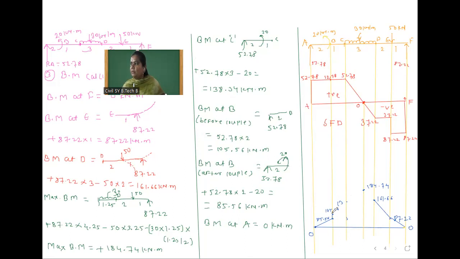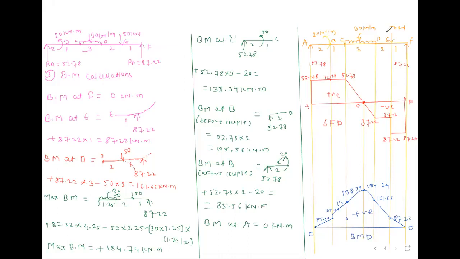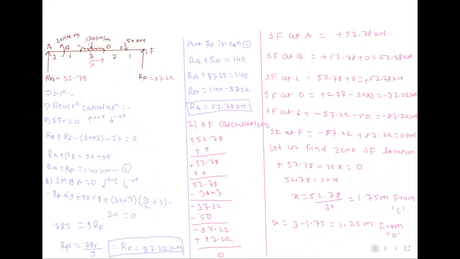This is B point, and from this, here the value is at C point, 138.34. The whole diagram is positive. This is the bending moment diagram. Okay, write fast, we'll take the next example.